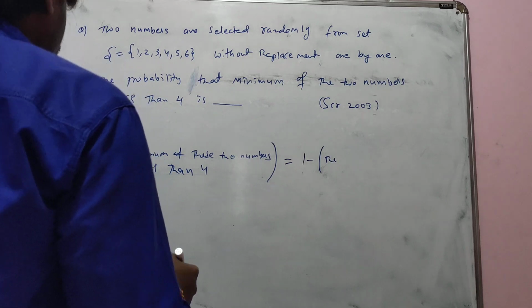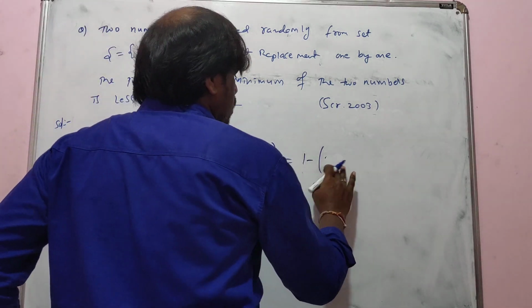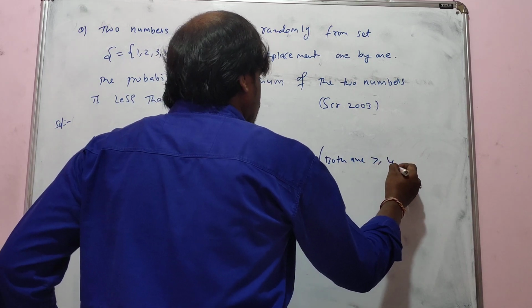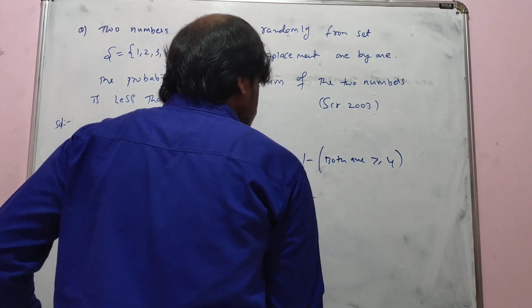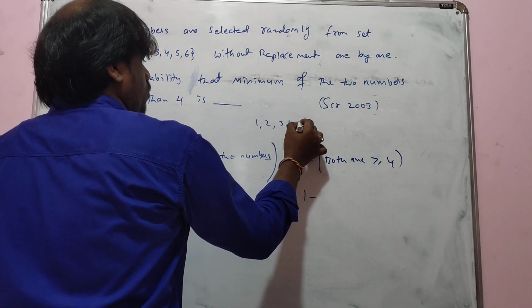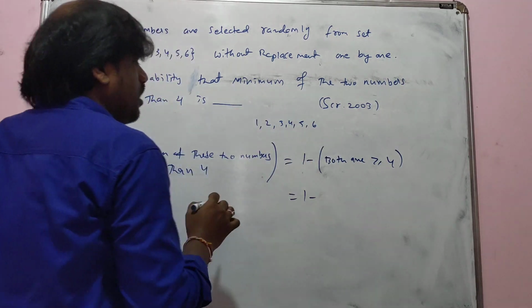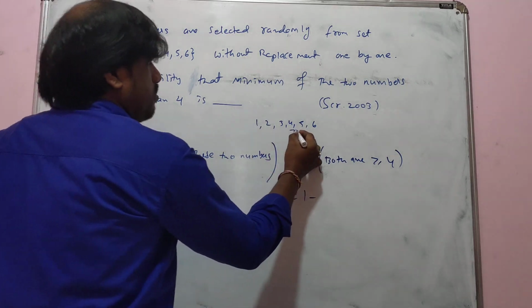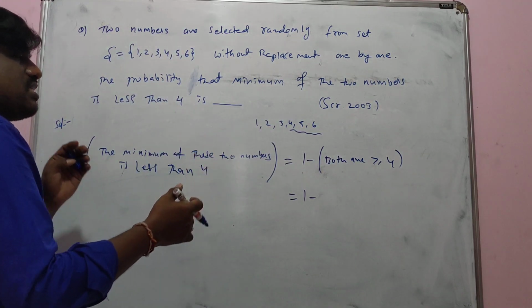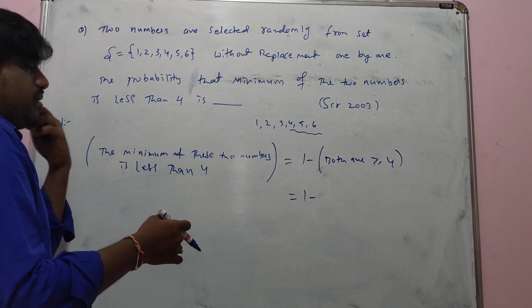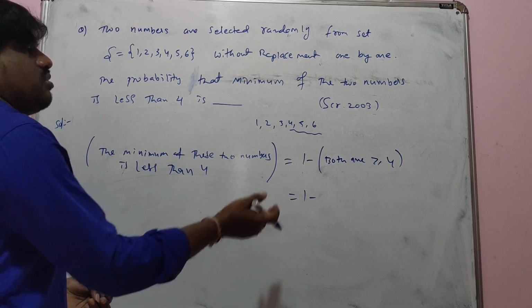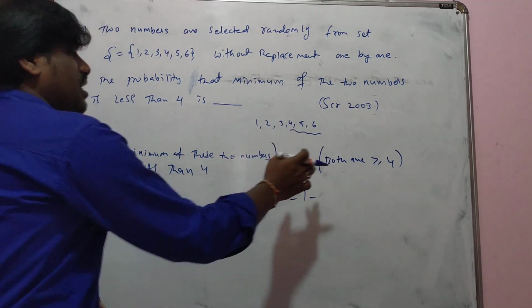The two numbers, so we can write as this here, both numbers are greater than or equal to 4. The numbers are 1 2 3 4 5 6, these are the numbers, and greater than or equal to 4 means 4, 5, 6. Because it's less than 4, I can write it as a complement law, using the complement probability: P(A) is equal to 1 minus P(A bar). So we can use this here, and it is saying greater than or equal to 4.